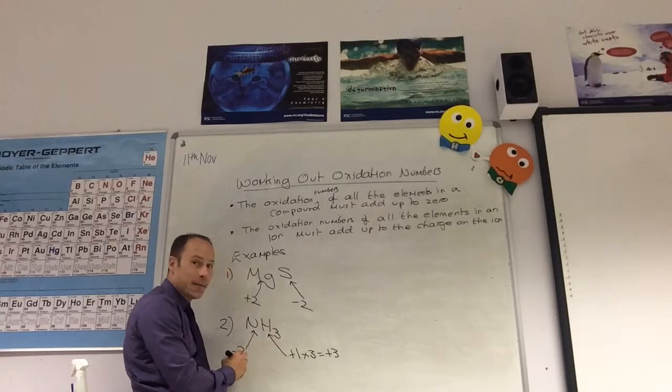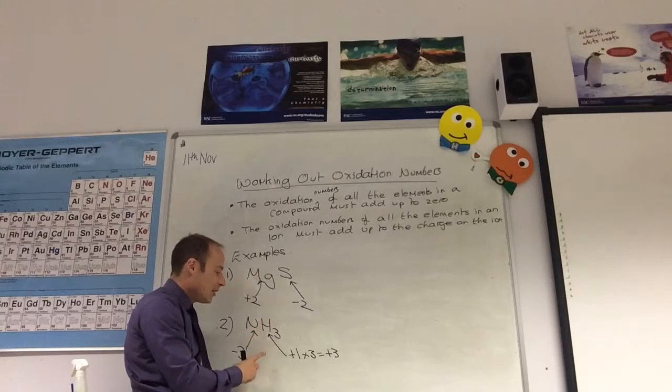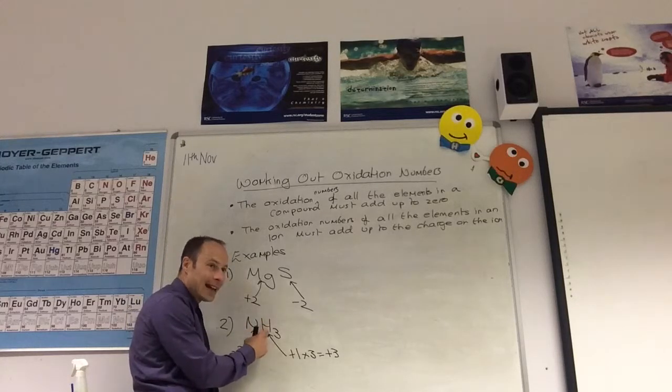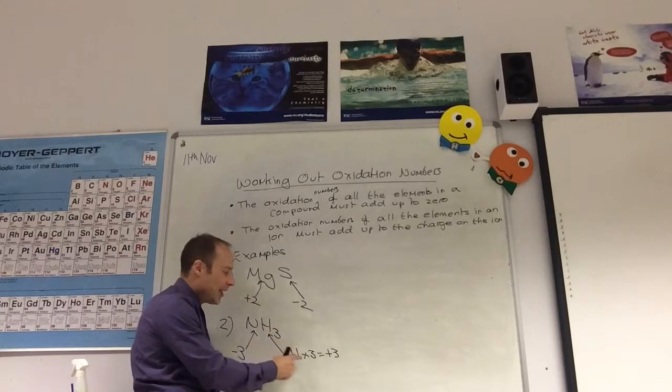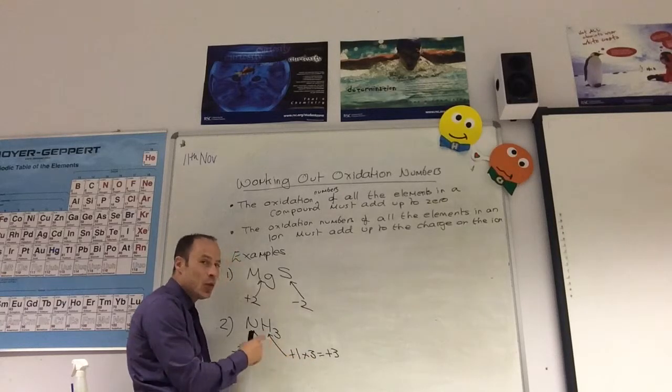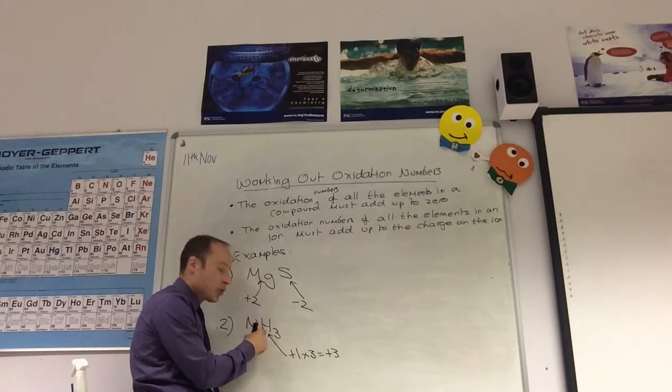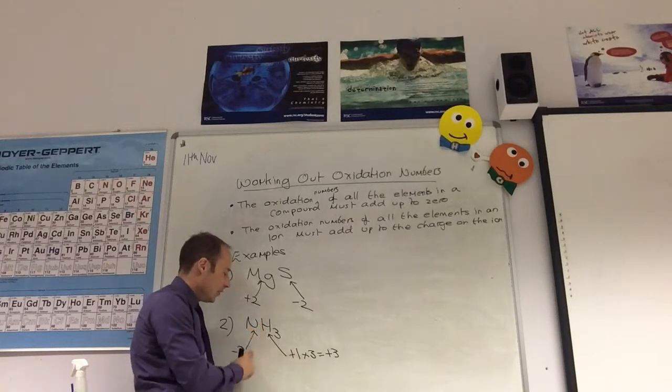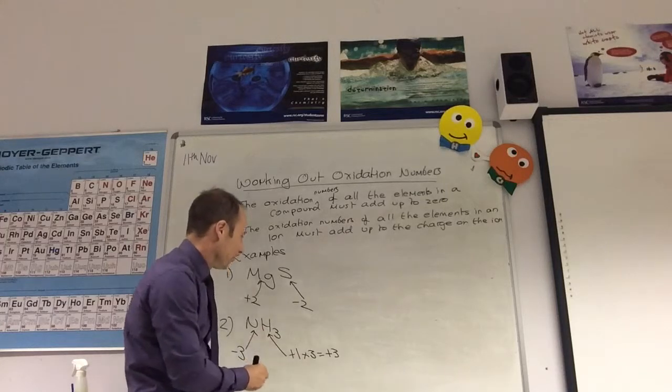For this to add up to 0, what must nitrogen be? -3. Fabulous. So the key thing, only give me the oxidation number of one atom. So although they add up to +3, if I said what is the oxidation number of hydrogen, the oxidation number of hydrogen is +1. And of nitrogen is -3.